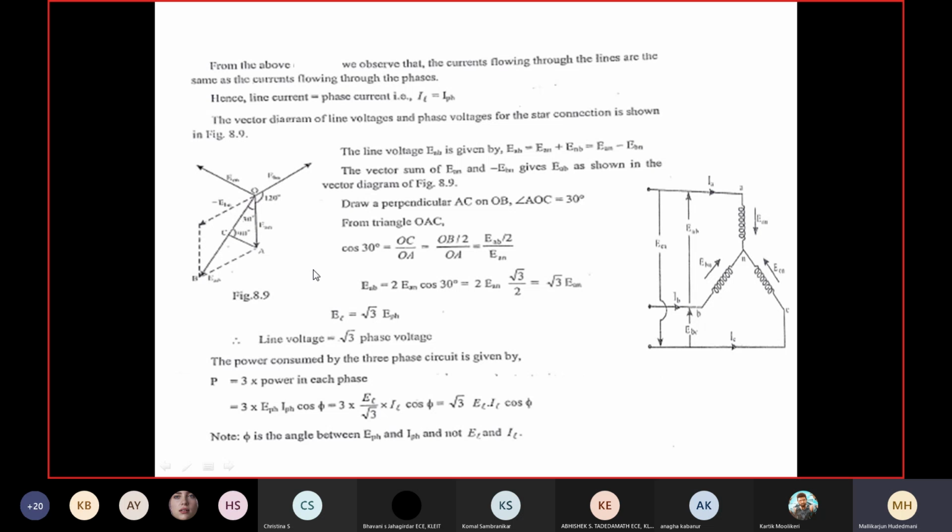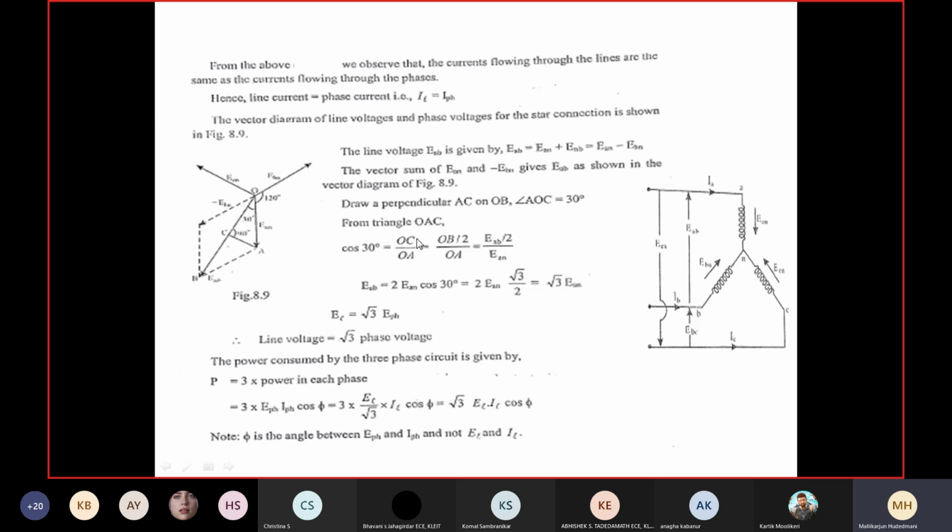Now I have got the resultant vector EAB. Now I want to relate mathematically what relationship exists between phase voltage and line voltage. For that, I will consider the triangle OAC. In this angle, you consider: what is cos 30 in this triangle? Adjacent side divided by hypotenuse. Am I right? OC divided by OA.